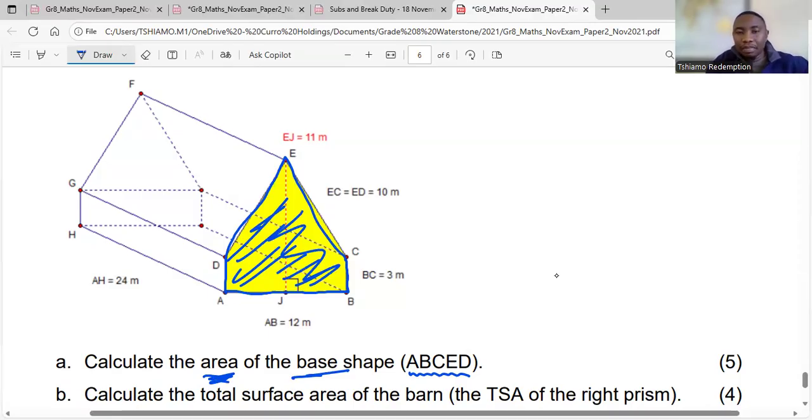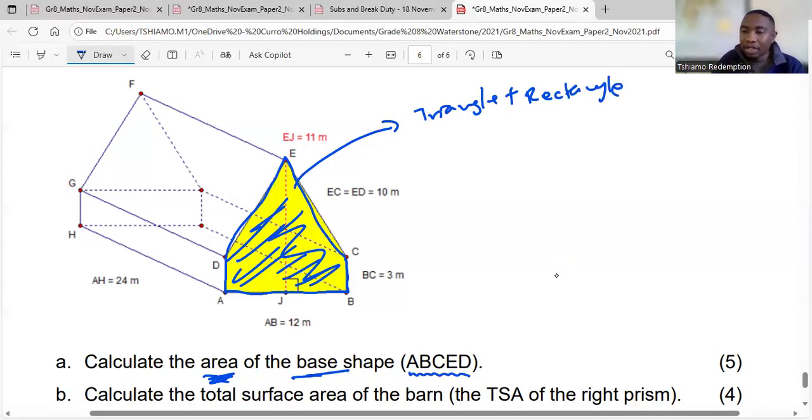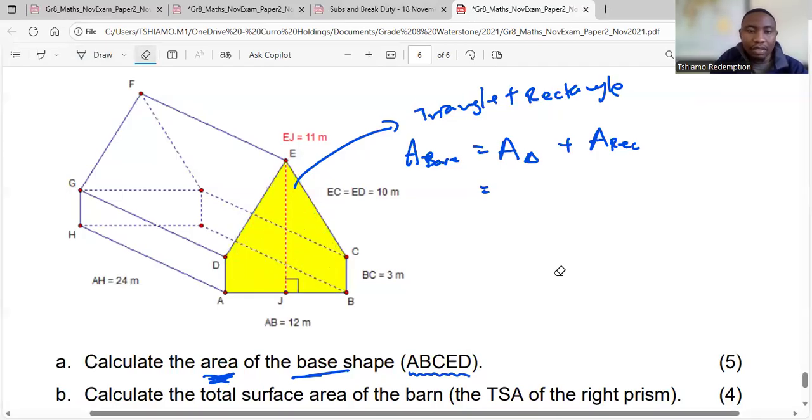So this shape is made up of two shapes. It's made up of a triangle and it's also made up of a rectangle. So we're going to divide the two and then add them up together to find that. Let's say area of base will be area of the triangle plus area of the rectangle. So what is the area of the rectangle? Let's start with that one first.